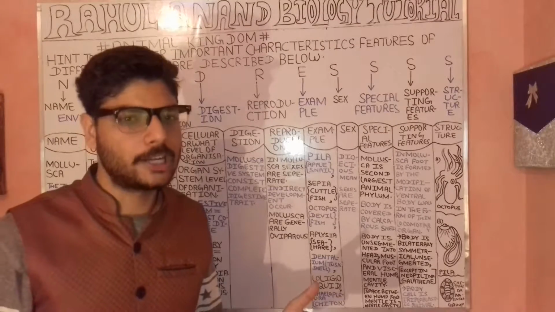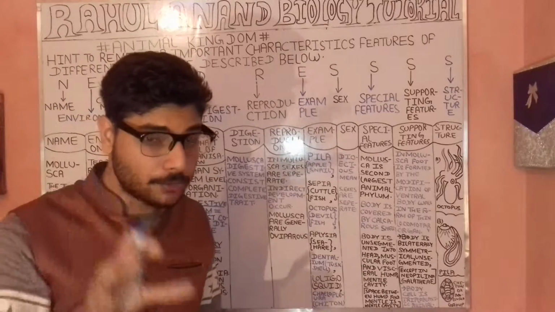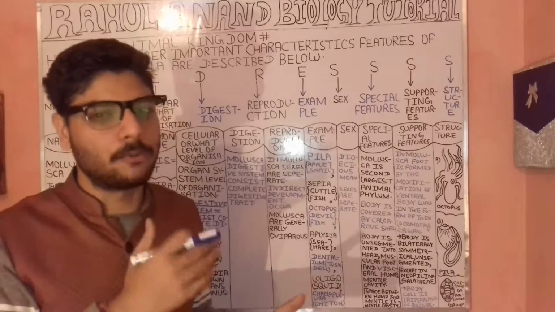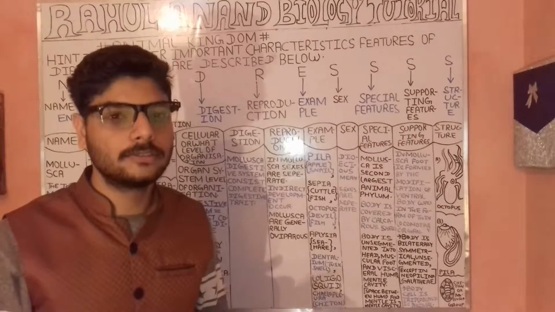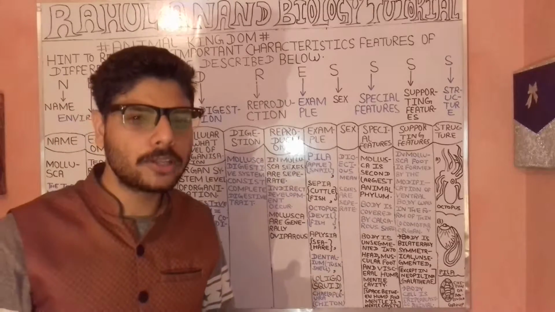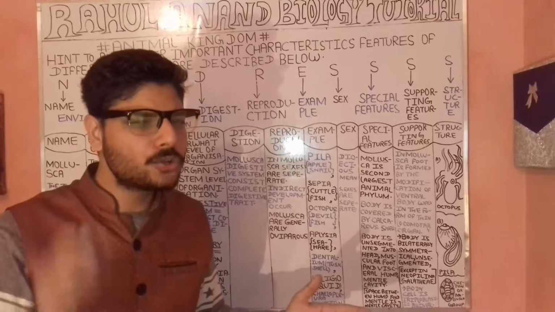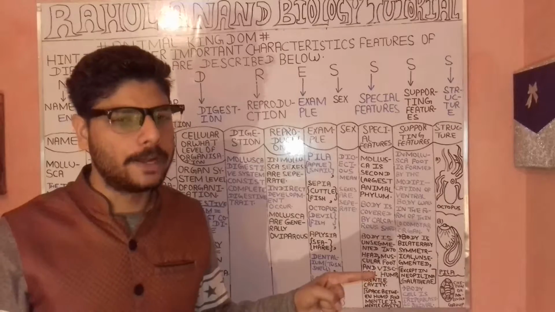These are present in terrestrial species, as well as the lungs and the mantle cavity, and often the pulmonary sac. Then, when we are talking about circulation, what will the circulation be? In the case of the mollusca, the circulation will be open type.